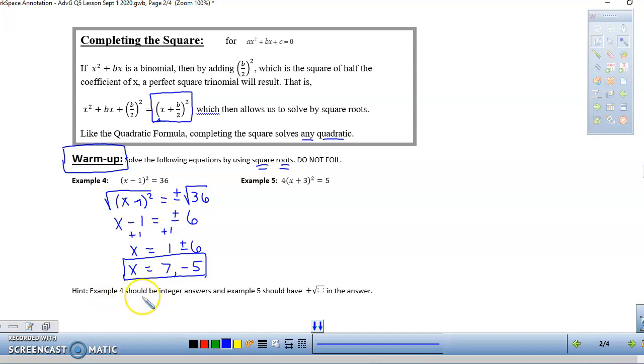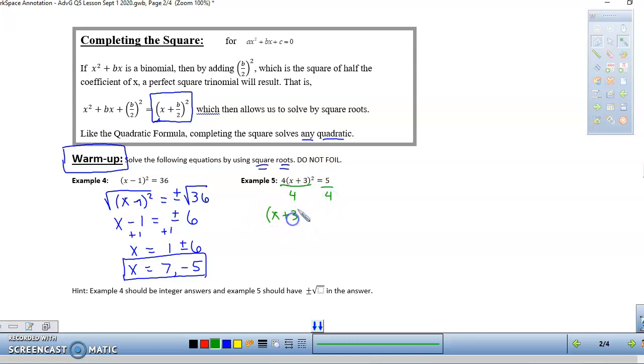Okay, hint, example 4 should be integer answers, so these are integers. And then example 5, you will actually have that square root in the answer. So pause for a second and try example 5. Okay, welcome back. So hopefully you recognize that we need to have the squared piece by itself first. So you are actually going to divide by 4 on both sides first.